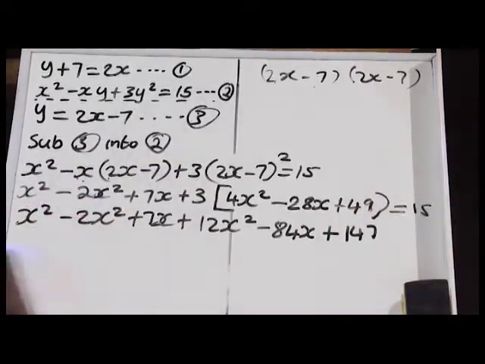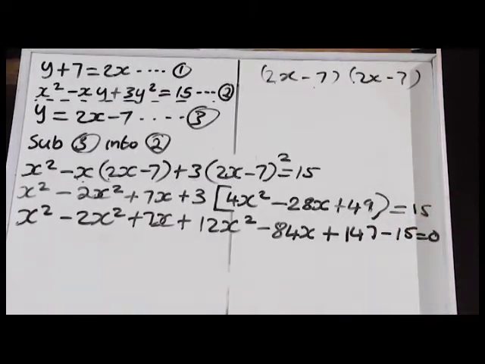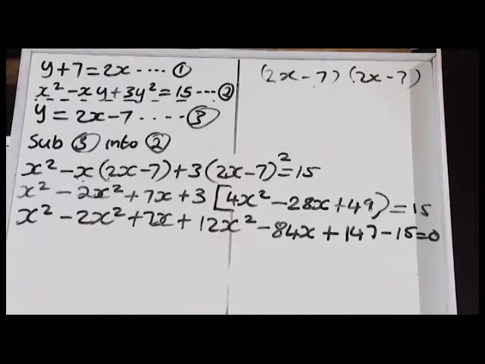We transpose 15 over: minus 15 equals 0. Now we're going to add like terms, guys. We have x squared minus 2x squared plus 12x squared. We know that it's going to give us 11x squared.